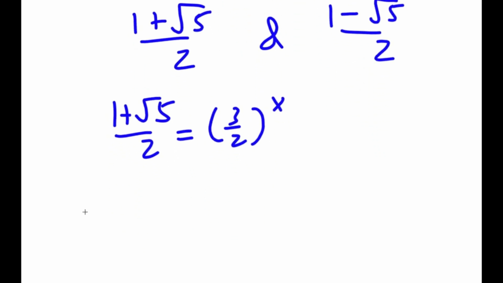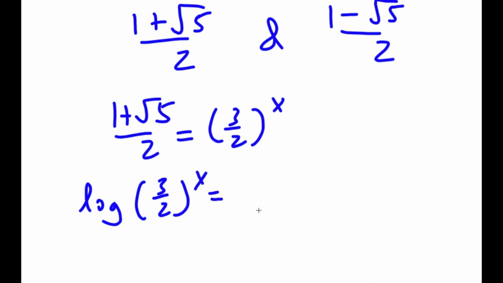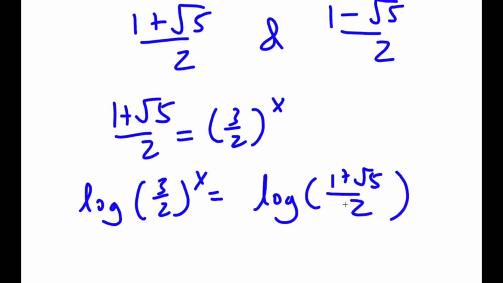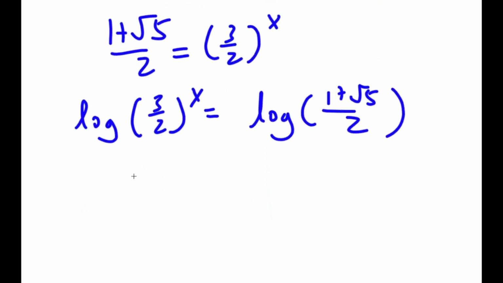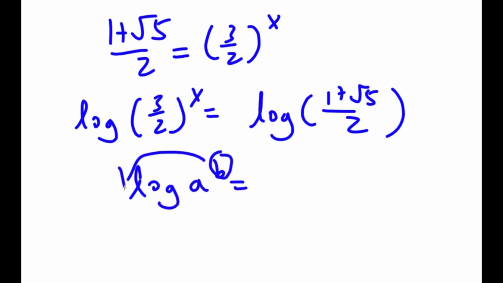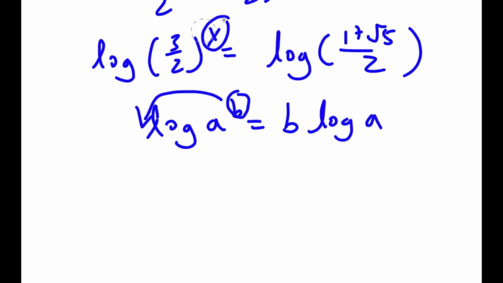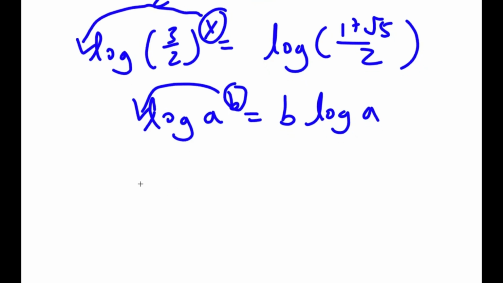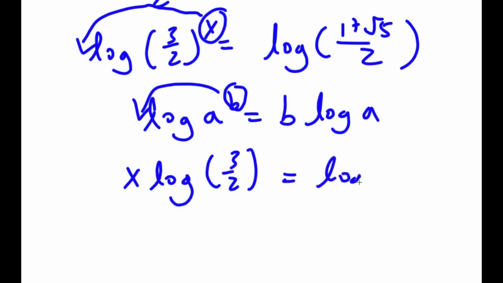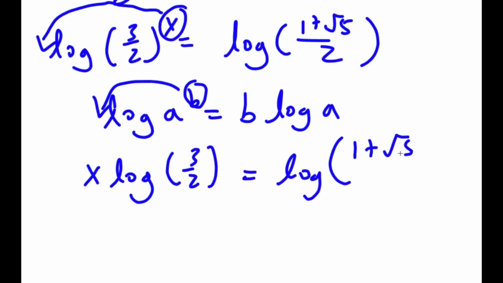So what I'm first going to do is take the log of both sides. So I have log of (3/2)^x is equal to log of (1 + √5)/2. Now, if I have something in the form log a to the power of b, I can move this exponent b to the front of the logarithm. So this would equal b times log a. So now I'm going to move this exponent x to the front of the logarithm. So now I have x times log 3/2 is equal to log of (1 + √5)/2.